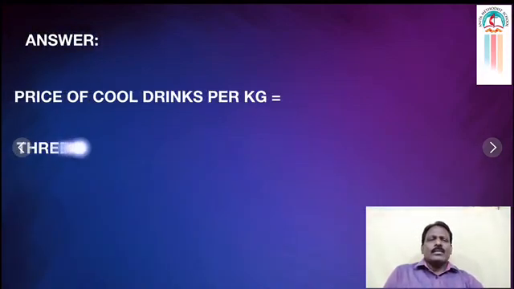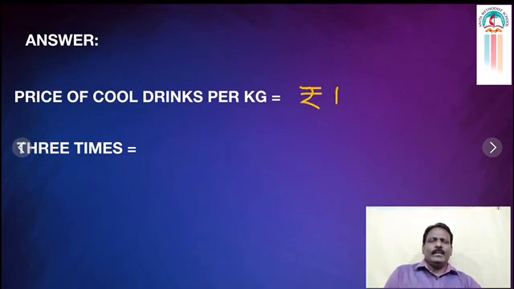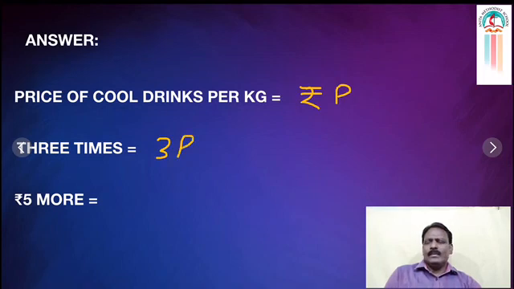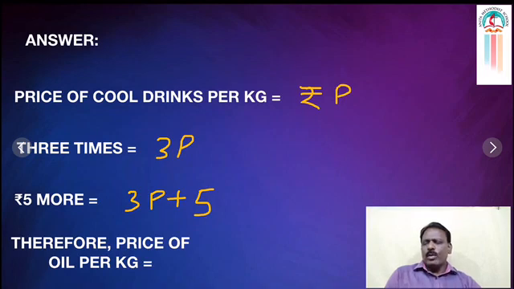Now we'll see the answer. Price of cool drinks per kg is equal to rupees P. 3 times is equal to 3P. Rupees 5 more. What can you do? 3P plus 5. Therefore, price of oil per kg is equal to rupees 3P plus 5.